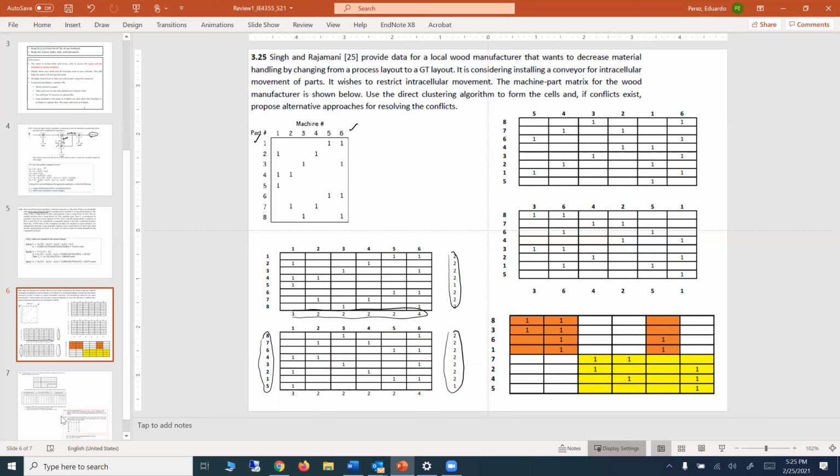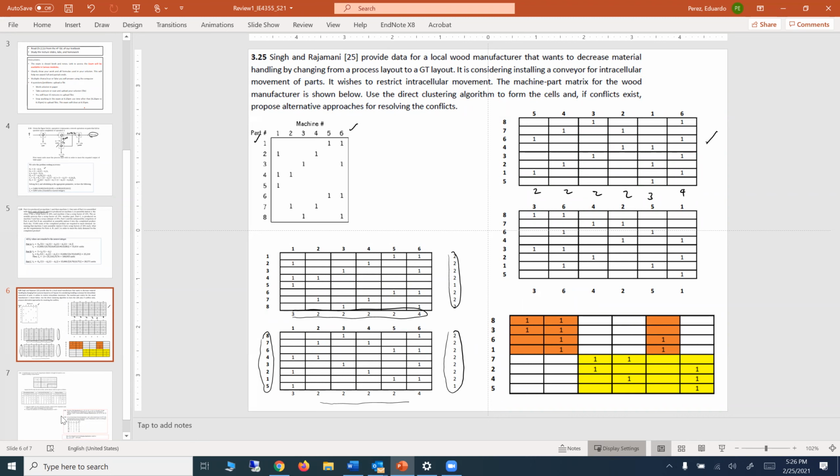And in this case right here, this part is not sorted yet. So we do the sorting here. So this is 2, 2, 2, 2, 3, and 4. So in this tableau here, we have the sorting for both the columns and the rows.